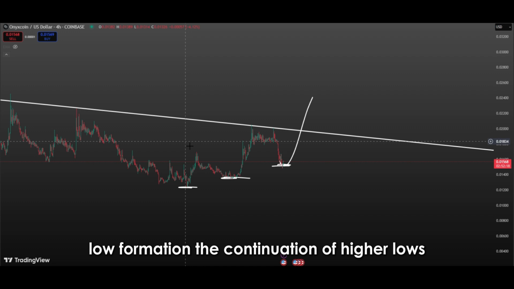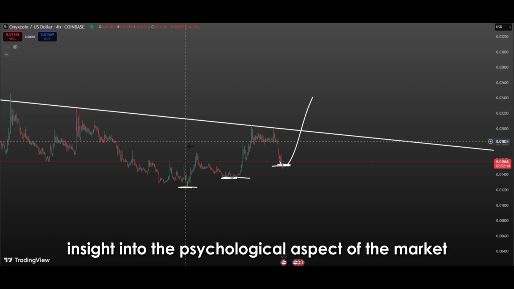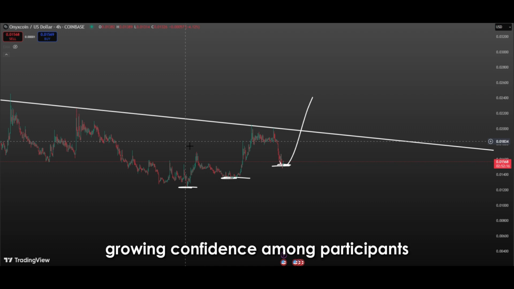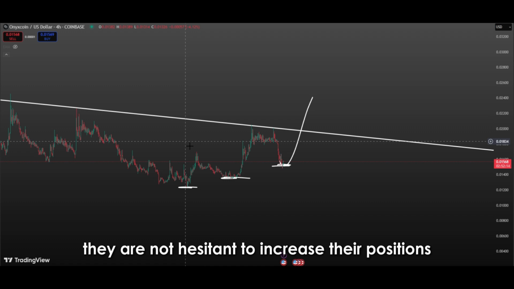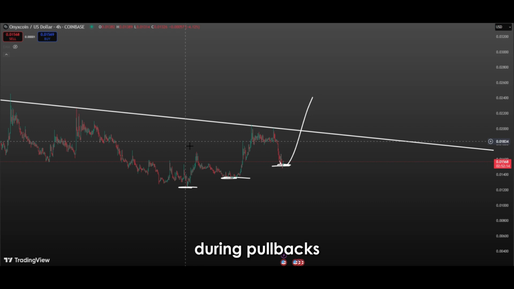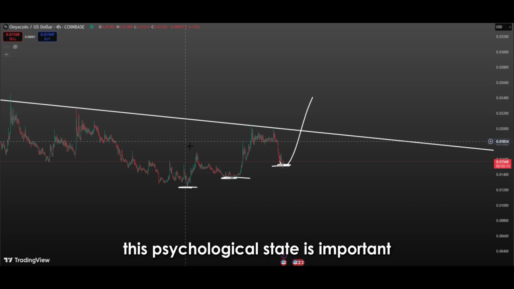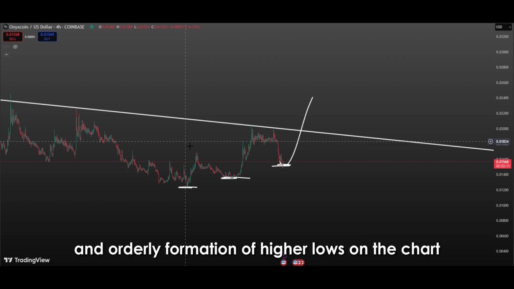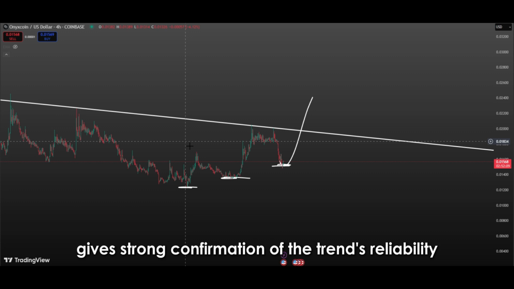The continuation of higher lows also provides insight into the psychological aspect of the market. Each higher low indicates growing confidence among participants. As they believe the price won't fall and the upward movement will continue, they are not hesitant to increase their positions during pullbacks. This psychological state is important not just in terms of the chart pattern, but also in understanding market behavior. The consistent and orderly formation of higher lows on the chart gives strong confirmation of the trend's reliability.